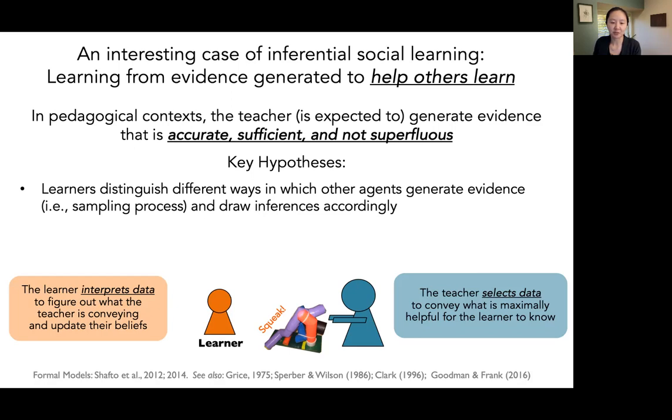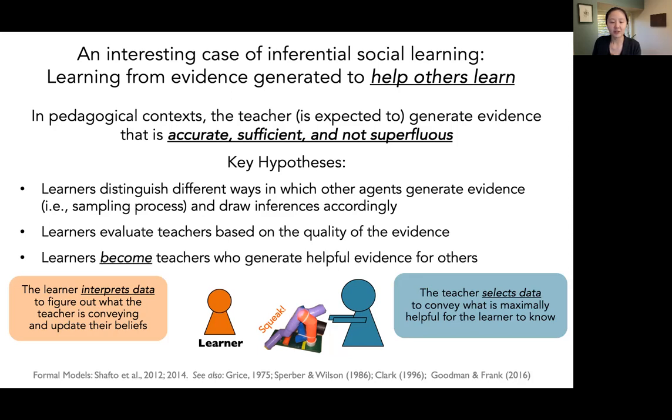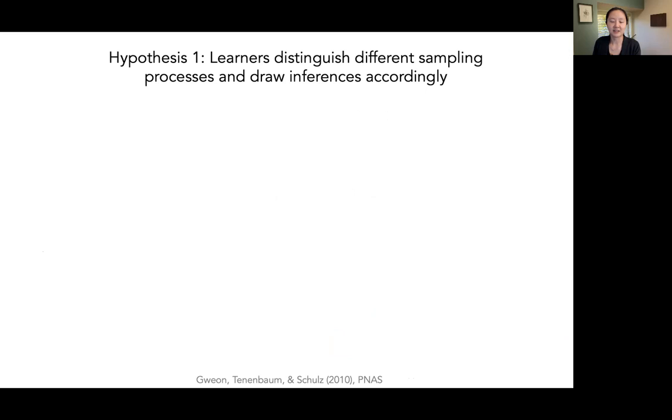The key hypotheses this picture generates are the following. First, learners ought to be able to distinguish different ways in which other agents can generate evidence, that is, the sampling process of the data, and draw inferences accordingly. Second, learners ought to be able to evaluate teachers based on the quality of the evidence. Are they accurate? Are they sufficient? Are they not superfluous? And third, even though we tend to think learners are kids and teachers are adults, learners can eventually become teachers who can generate helpful evidence for others. So for the first hypothesis, let's take a look at some of the studies we've done to test this idea.